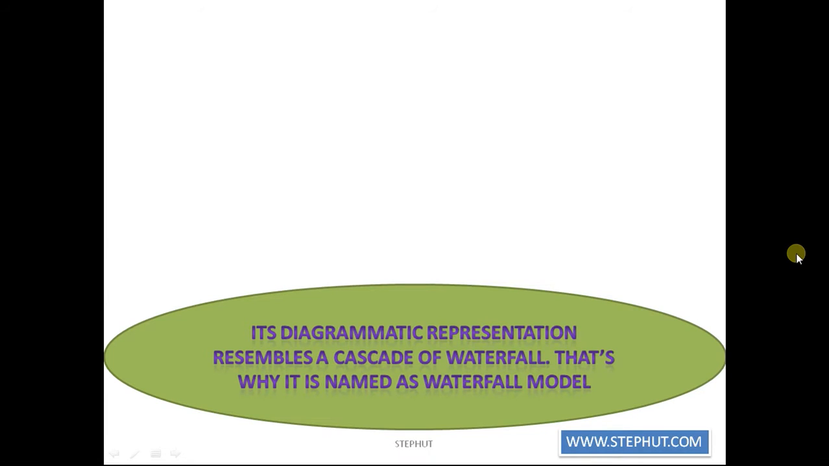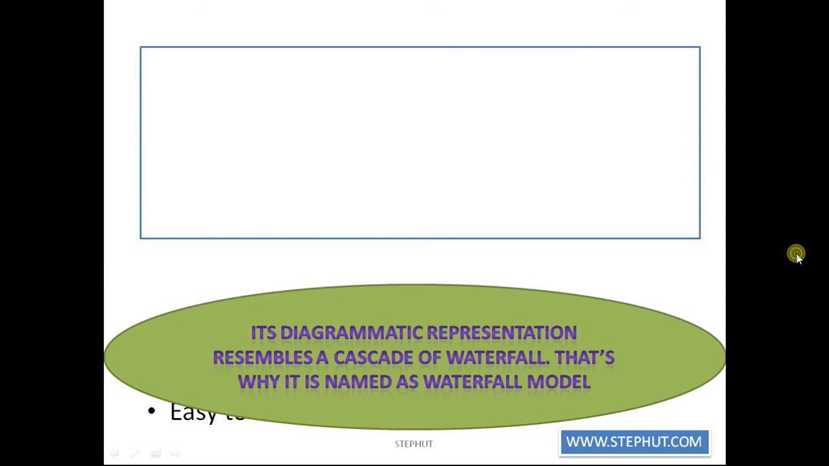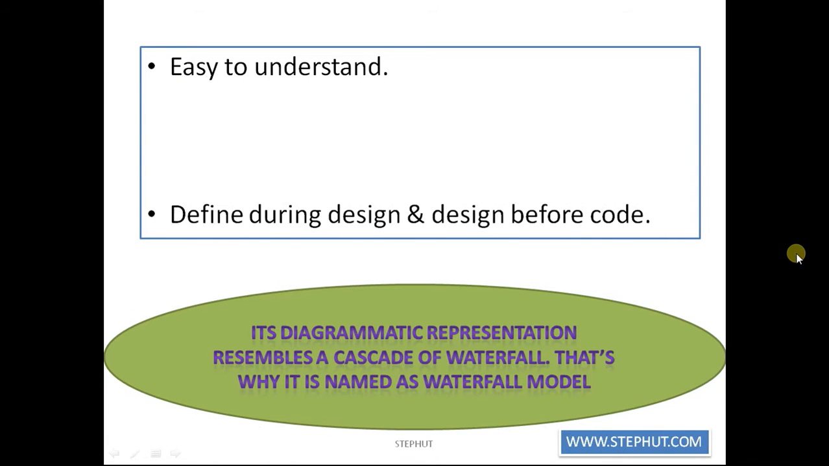Why is this model named the waterfall model? Because its representation resembles a cascade of waterfalls. That's why it is named the waterfall model. What are the various features of this model? It is very easy to understand as we have only 5 phases. First the requirement, then design, then implementation, integration, and then maintenance. So it is very easy to understand.